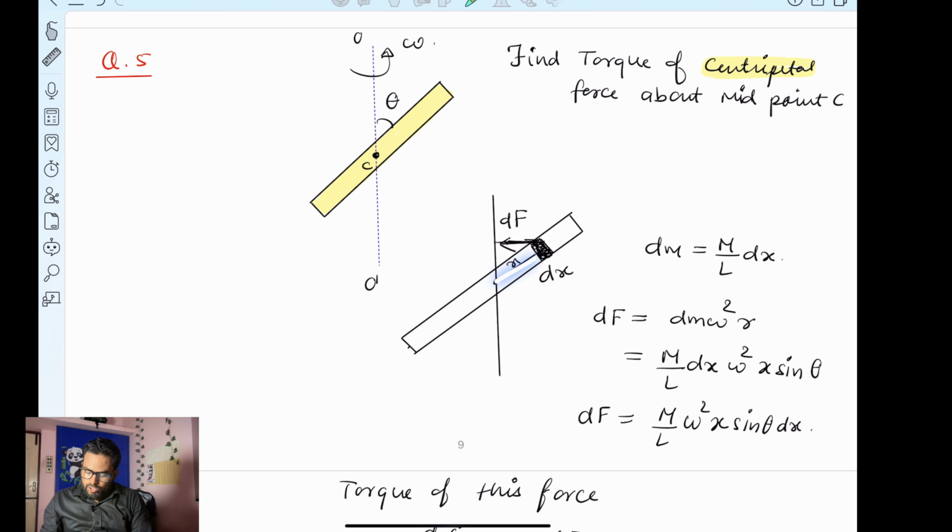Okay. So what we will do is, at distance x we take an element. This element is rotating, and this angle is theta. So this element would rotate something like this.